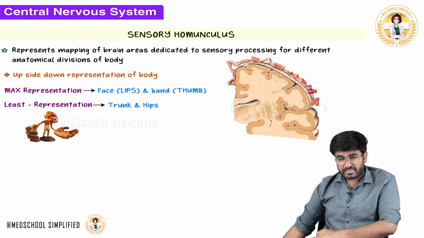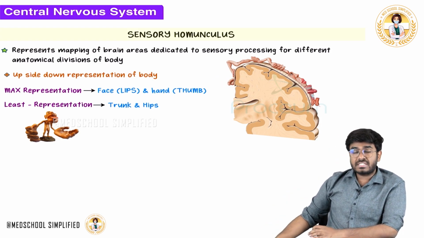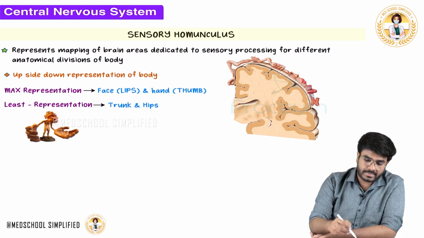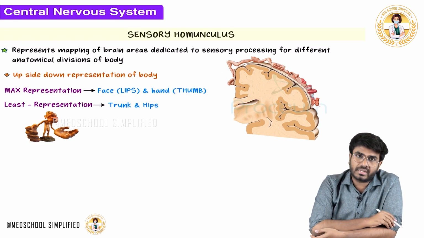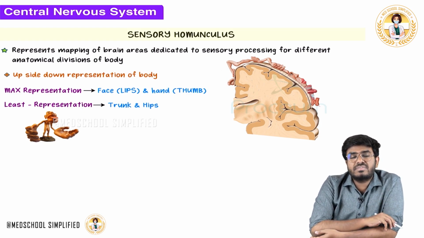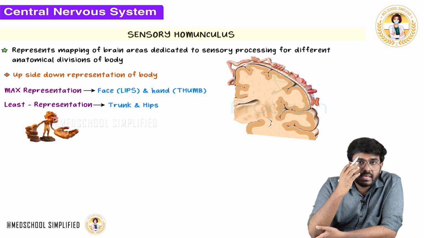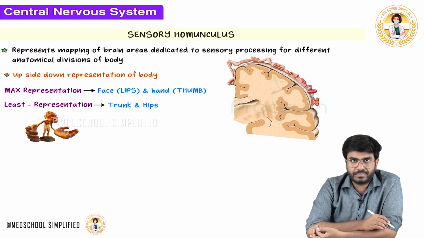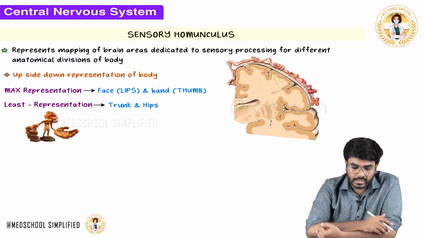The sensations which are coming from the lowermost parts of the body are processed in the uppermost part of the cortex, in the medialmost part of the cortex. And the sensations which are coming from the uppermost part of the body will be processed in the lateralmost part of the cortex, in the most lateral regions. So it's the upside down representation of the body.